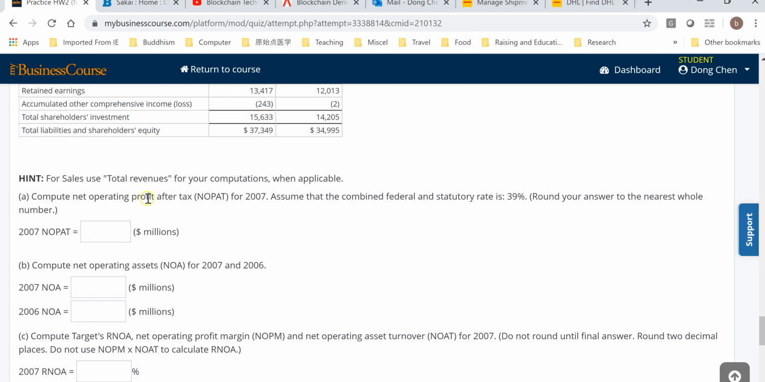Compute net operating profit after tax for 2007. Assume that the combined federal and statutory rate is 39%. And we also have to pay attention to the rounding requirement. Round your answer to the nearest whole number.